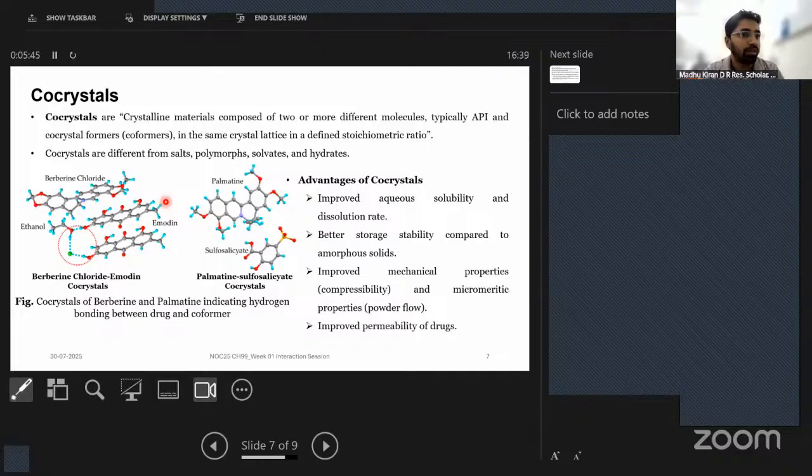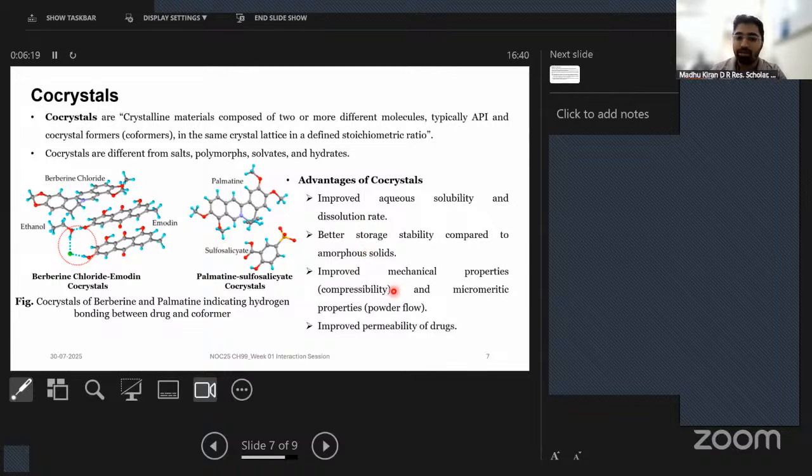And a few advantages are, they have a good aqueous solubility and a faster dissolution rate compared to crystalline materials. Though the solubility advantage might not be as good as amorphous ones, they have a better storage stability compared to amorphous solids. So this particular aspect makes them very attractive for improving the solubility. Earlier, there was only one option, that is preparing an amorphous. But now we can also go for the co-crystals, which also have good storage stability.